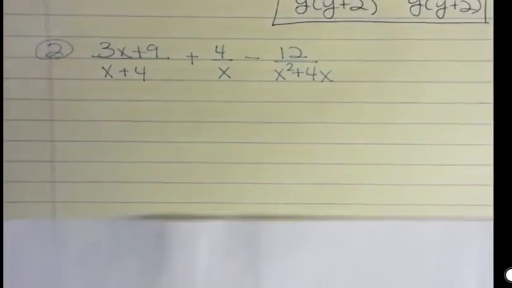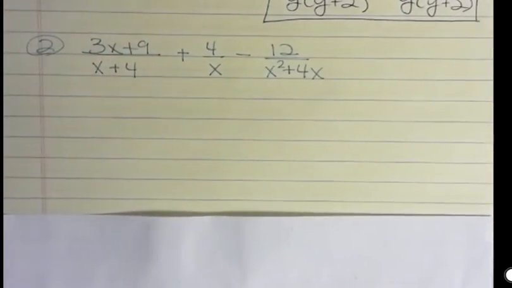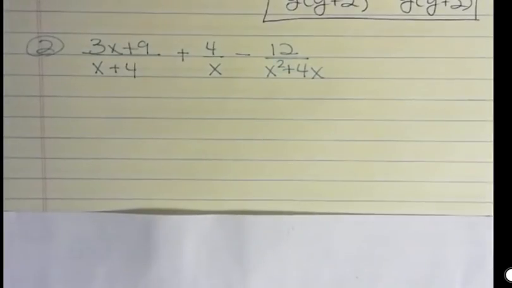Okay, whoops, I didn't tear this one off. All right, so let's take a look at the next one. This has 3 parts: 3x plus 9 over x plus 4, 4 over x, and 12 over x squared plus 4x.